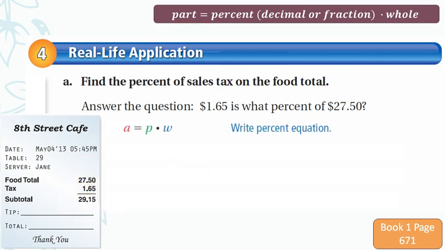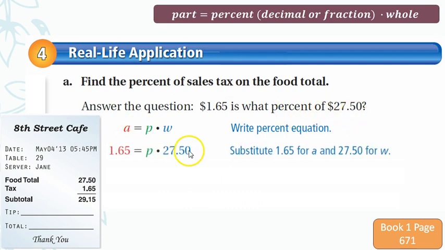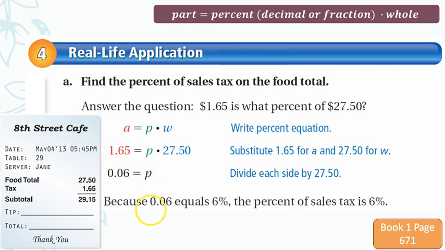So, using the percent formula, we always write that first, A equals P times W. Then substituting the 1.65 for A and 27.50 for W. Since we want to make sure we have the P by itself, we must divide by 27.50 on both sides. We get a result of 0.06. Again, this is a decimal version of the percent. To make it a percent, we must move the decimal places 2 spaces to the right. Because 0.06 equals 6%, the percent of sales tax is 6%.